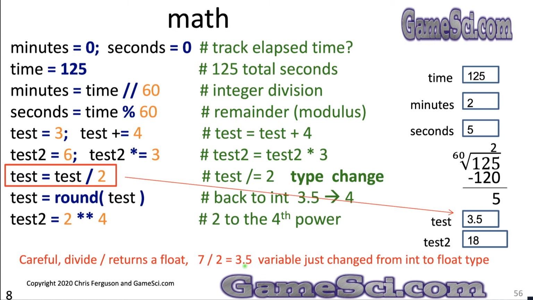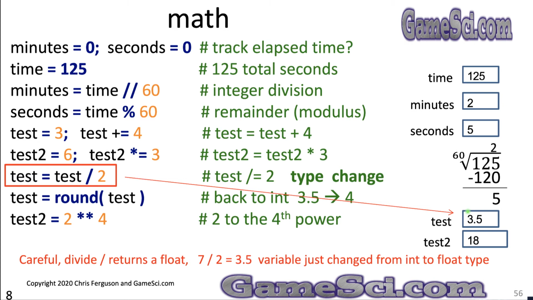A variable has just changed type from int to float. The variable test, before this line of code executed, contained a 7. If you look at the line above here, test contained a 7. But 7 divided by 2 has a fractional result. It's 3.5. What happened here, and you've got to be very careful about doing this, is my variable just changed from type int to type float.